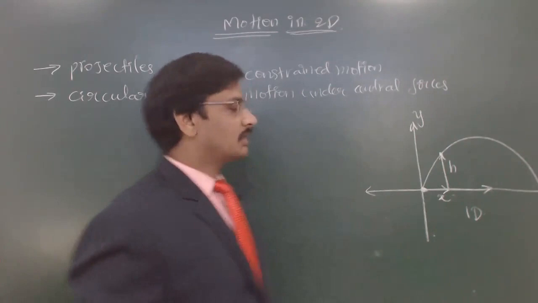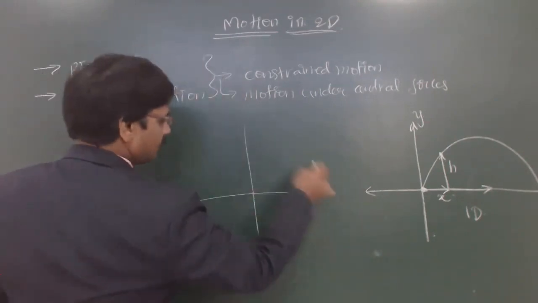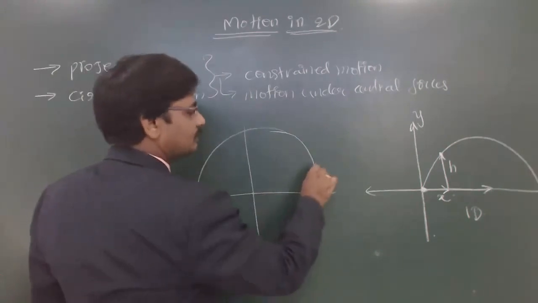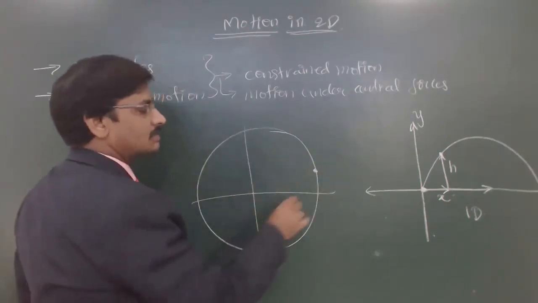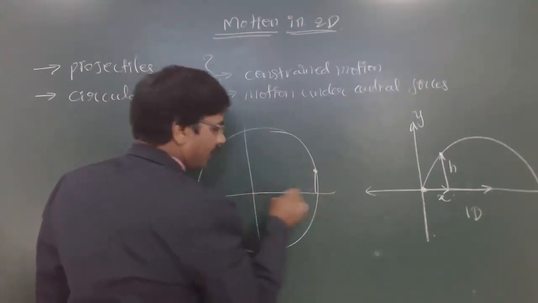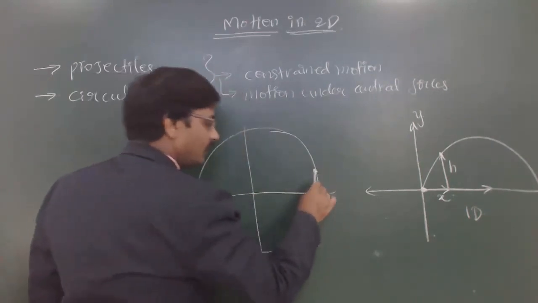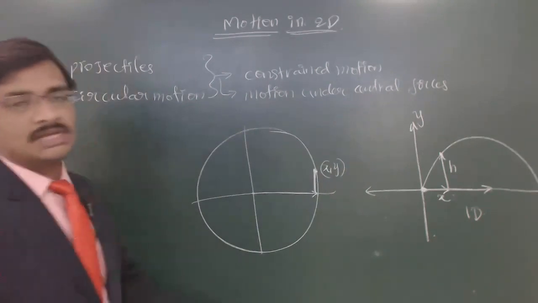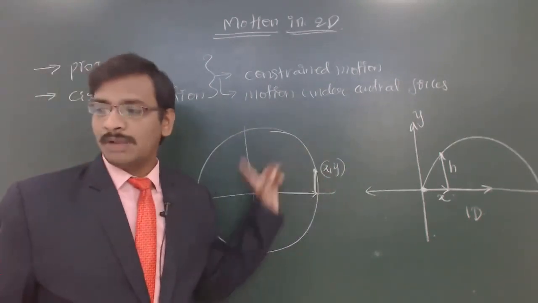Even in circular motion, the particle is traveling in a circular path. At any instant there will be an x displacement and a y displacement. The location is nothing but x comma y. So this is circular movement, but still it is a planar movement.